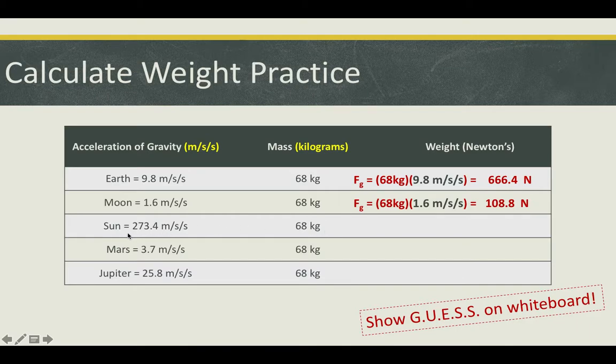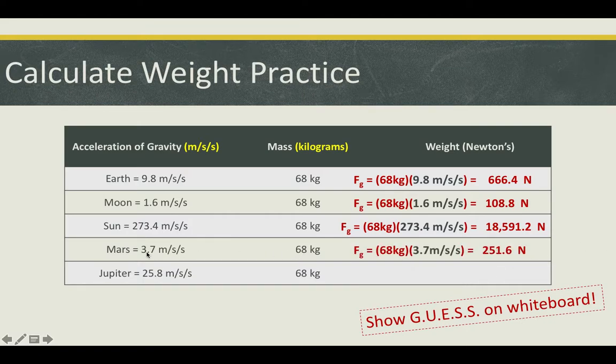Now let's predict, will the object weigh more or less on the sun? We have a stronger gravitational field, so the 68 kilogram object should weigh a lot more, and it does. It weighs 18,591.2 newtons on the sun. Now, clearly the sun doesn't have a surface. Anything that would be on the sun would burn up, but it could still feel a gravitational force near the sun's surface equal to this value right here.